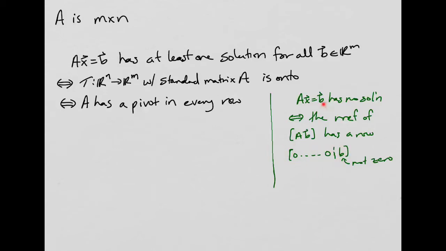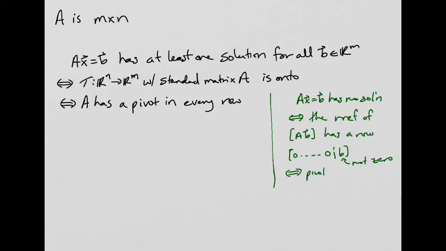So that means if I do have a solution for every single b, I should not have a row that looks like this at all. And if I'm never going to have a row that looks like this, since b could be anything, that means this b could also be anything. If I'm never going to have a row that looks like this, then there has to be something that's non-zero in these first entries. In other words, every single row of A has to have a non-zero entry in it, which is the same thing as A having a pivot in every single row.